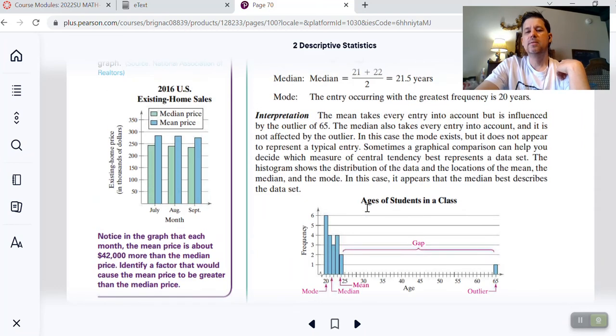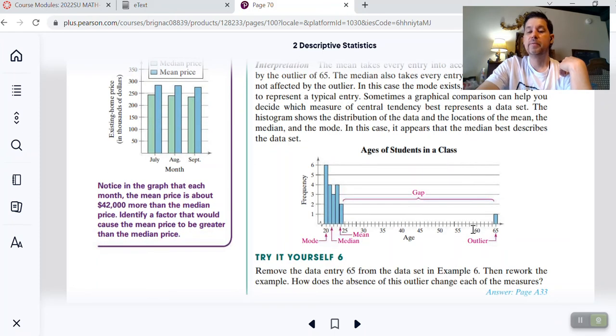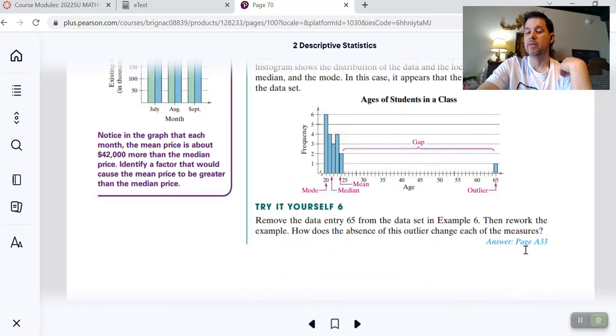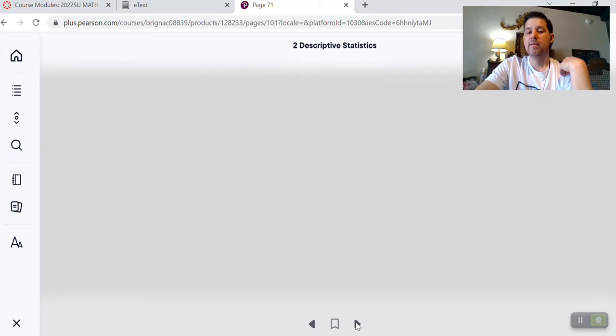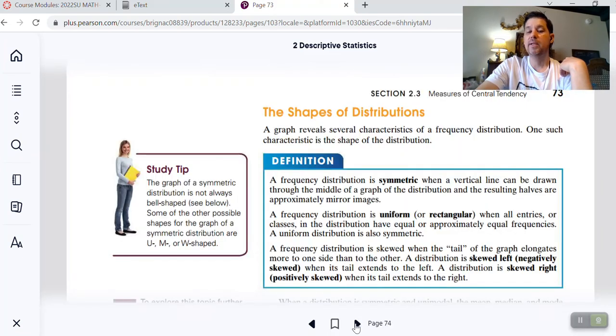Okay, so moral of this example, sometimes it helps to see the frequency distribution graph in order to tell which best represents the data set, mean, median, or mode. Okay, now one more thing, there is some vocabulary and related information about frequency distribution graphs and their shapes.